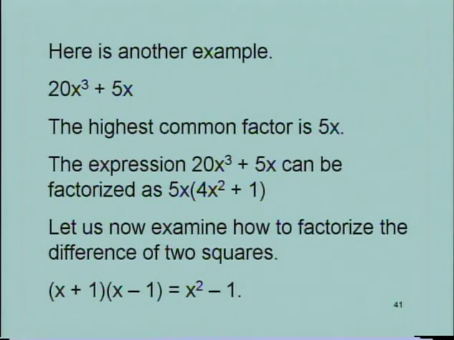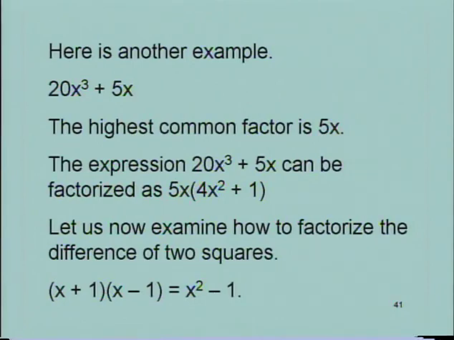Here is another example: 20x cubed plus 5x. The highest common factor is 5x. The expression 20x cubed plus 5x can be factorized as, extracting the common factor 5x, it is written as 5x into 4x squared plus 1, because if we divide 20x cubed by 5x, we'll have 4x squared, and if we divide 5x by 5x, we have 1.